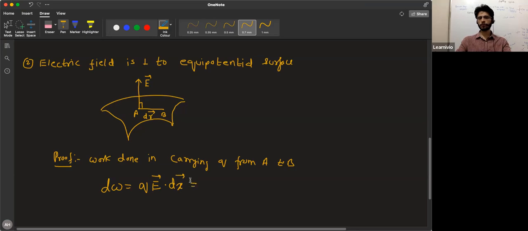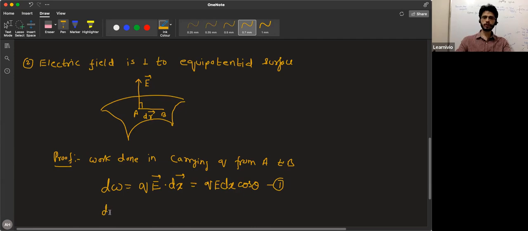How do we open the dot product, Hishma? E dx cos theta. Yes, so that will be Q E dx cos theta. This is the first expression for work done.